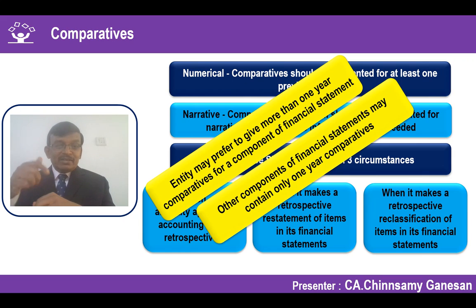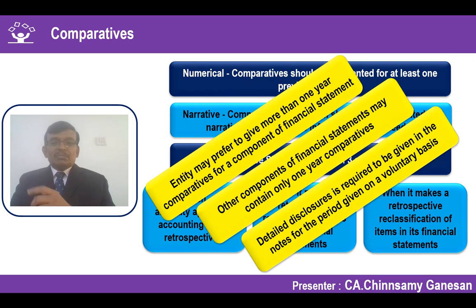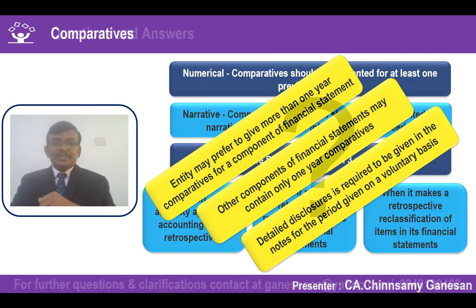If the company voluntarily gives the P&L for the second comparative period, it can do that. But if they have given the third period P&L, detailed disclosure relating to that should form part of the notes. Otherwise, the user cannot understand. So that's what it says.